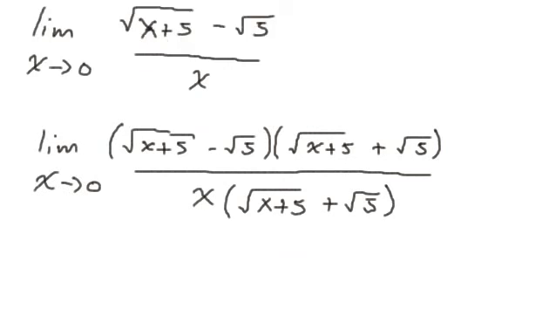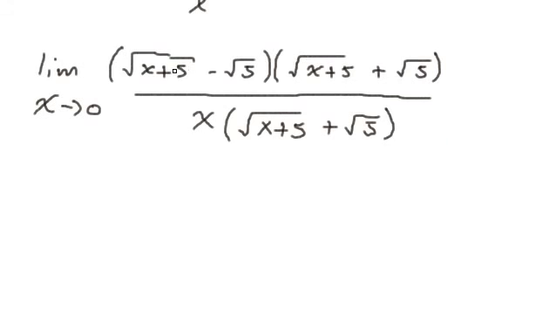If I were to multiply this out in the numerator, you get the square root of x plus 5 times the square root of x plus 5, and you're just left with x plus 5. Because we have a minus and a plus, we're foiling this: first, outer, inner, last. The inside stuff's going to cancel out. We're left with a negative square root of 5 times a positive square root of 5, and that's just going to leave us with a minus 5.